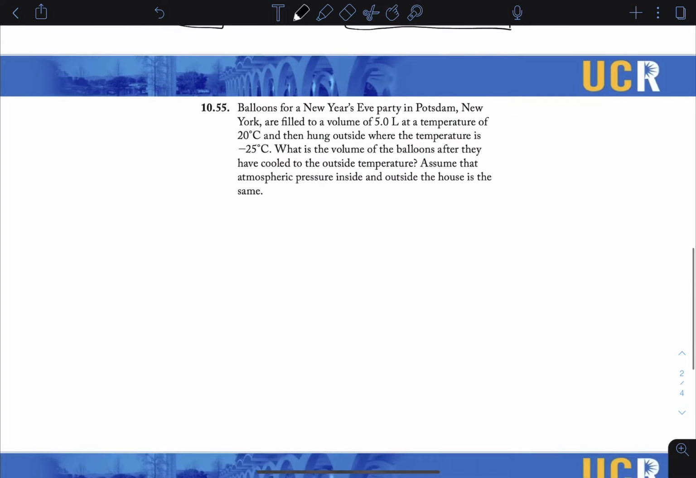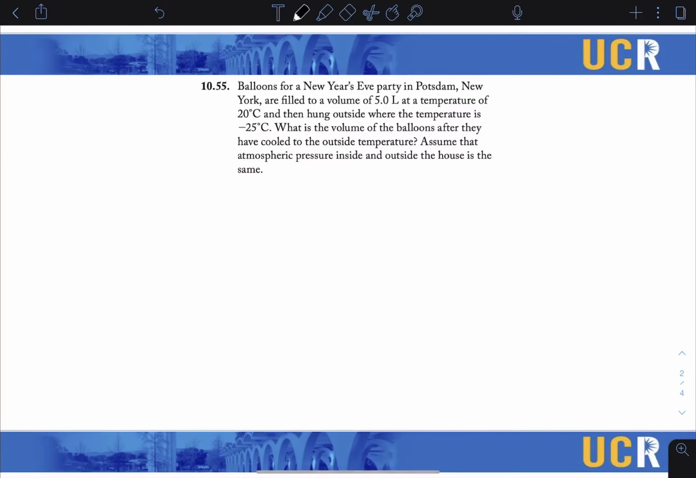Moving on to the next problem. So kind of a similar problem in this case. We're given a bunch of parameters, so let's just write all these down. So the volume, it says, is 5 liters. The temperature is 20 degrees Celsius. It also gives us another temperature too, so let's write that down. It's equal to negative 25 degrees Celsius. And it's asking what is the volume.